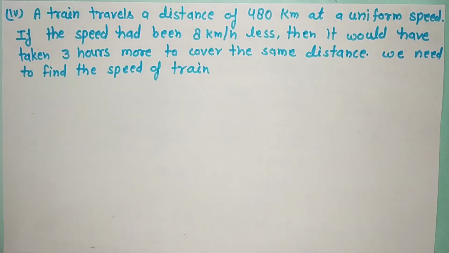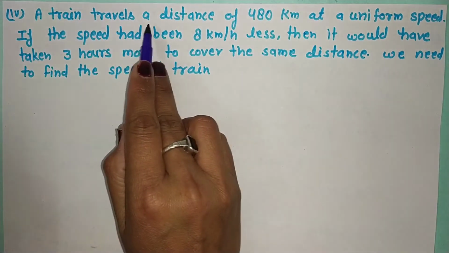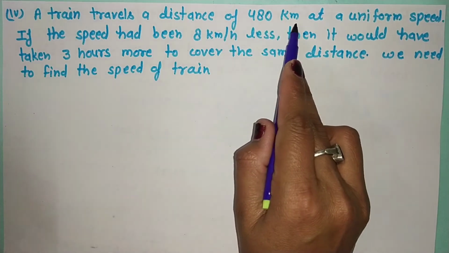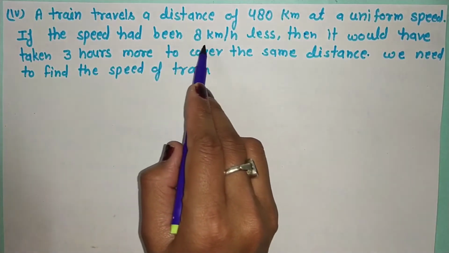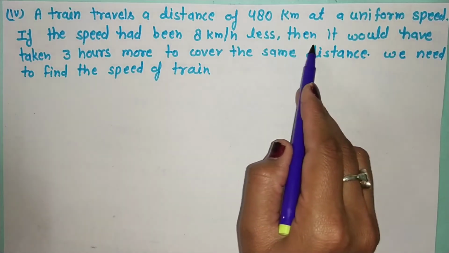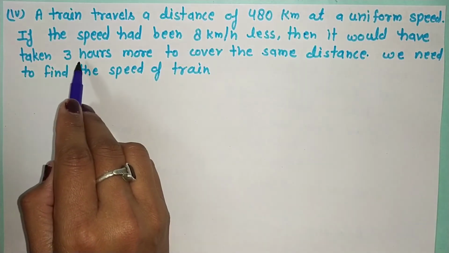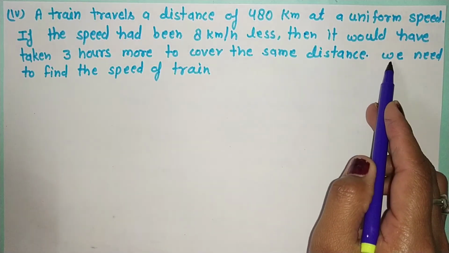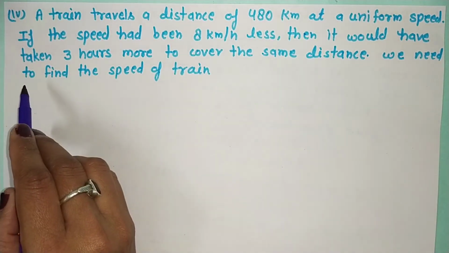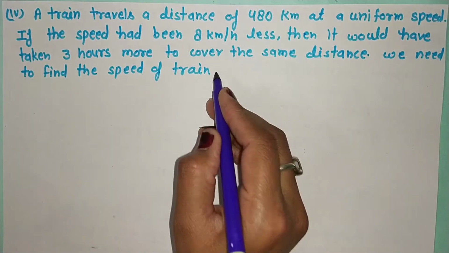Now we solve the fourth part of question second of exercise 4.1. The question is, a train travels a distance of 480 km at a uniform speed. If the speed had been 8 km per hour less, then it would have taken 3 hours more to cover the same distance. We need to find the speed of the train.